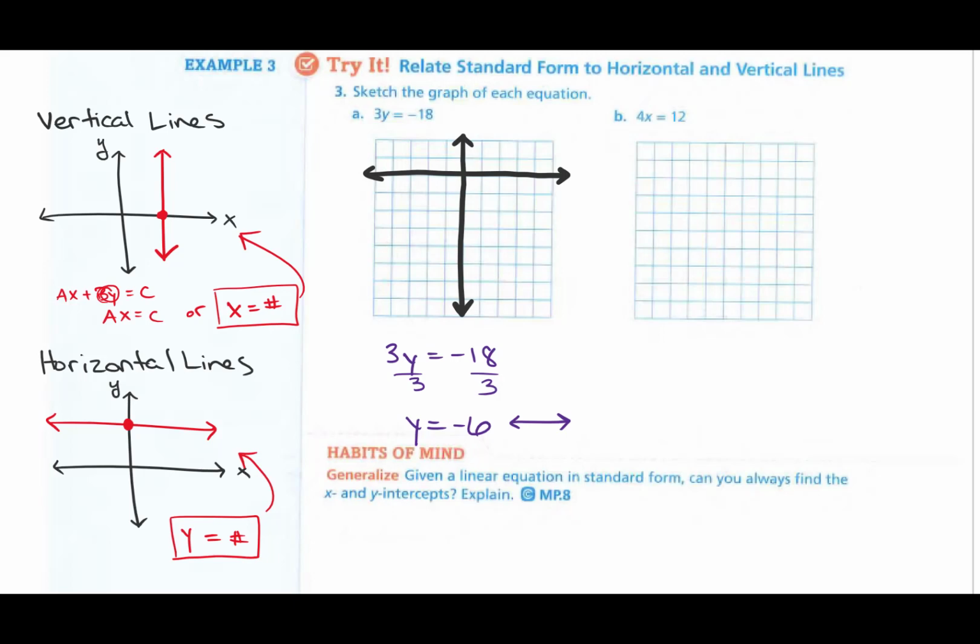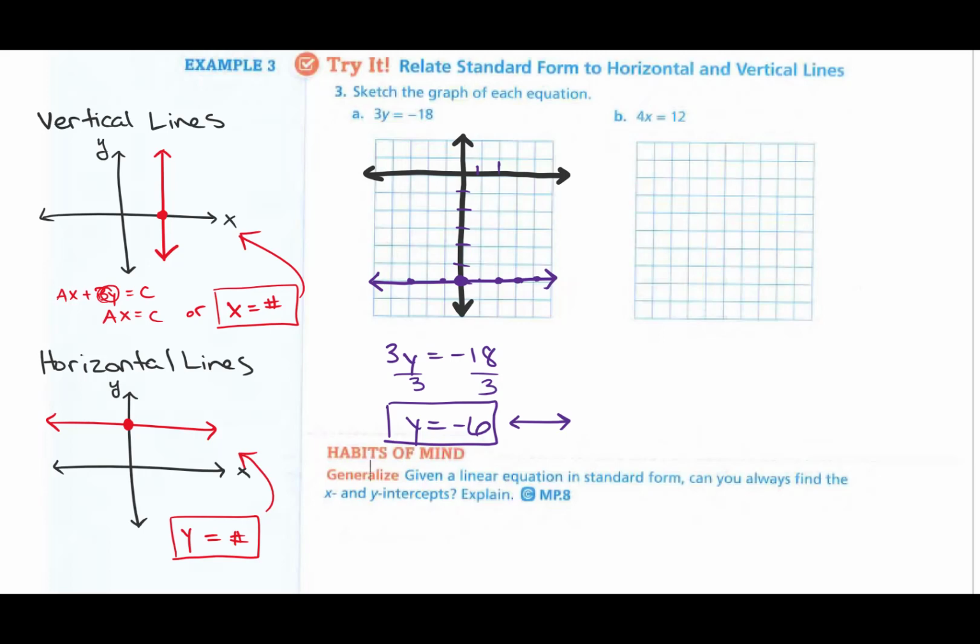So on my graph above, I'm going to go down 1, 2, 3, 4, 5, 6. That's going to be where my intercept is, but then to graph this line, we're just going to have a horizontal line at negative 6. So you can notice any point, if you picked any point on this line, you can go over 1 and down 6, negative 6. Over 2, down 6, negative 6. So anytime we have this y equals a number, you'll have a horizontal line at that number.